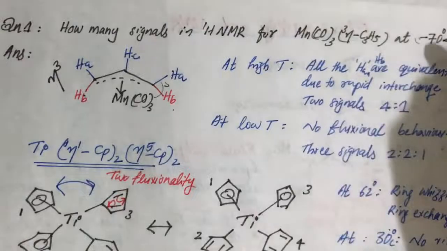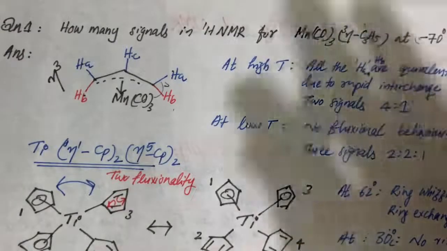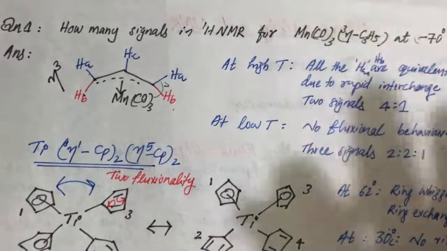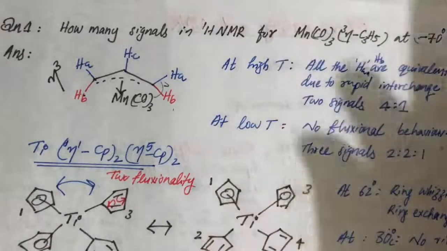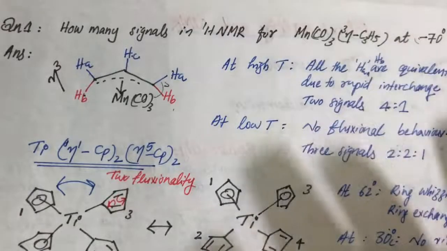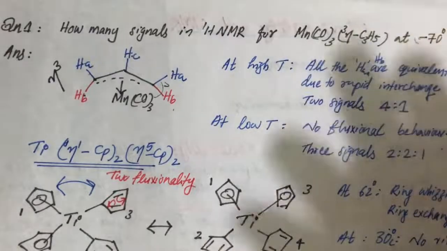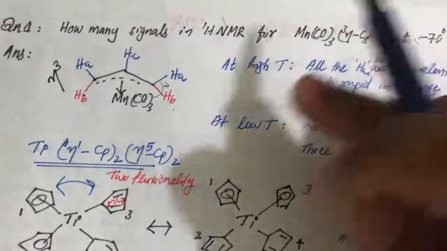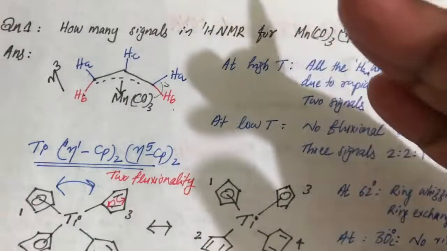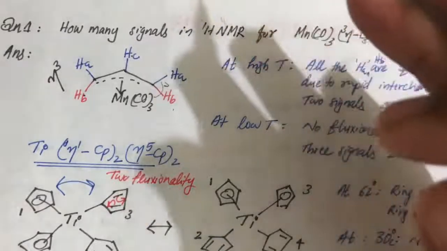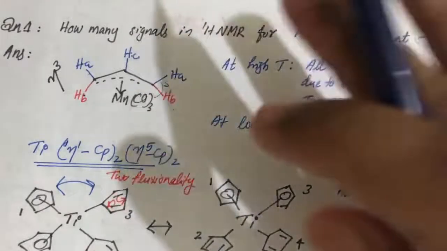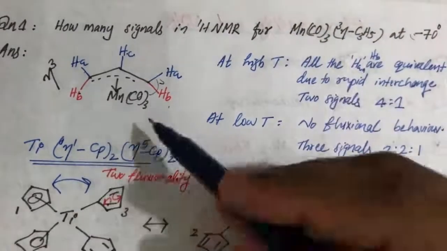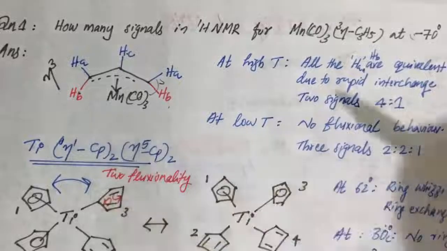So the question is at minus 70 degrees Celsius, clearly it is the low temperature limit. In general, we know that at a high temperature limit you can have fluxional behavior, and at a low temperature limit you cannot have fluxional behavior. So here you were asked at the low temperature limit. First, we can simply check at high temperature.